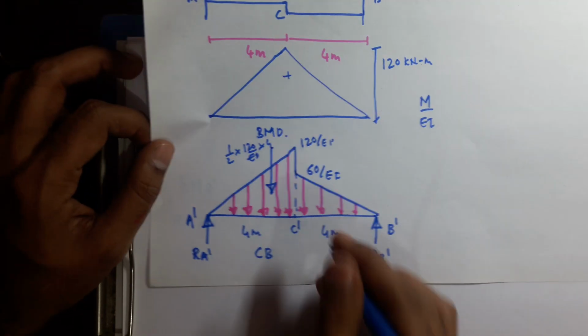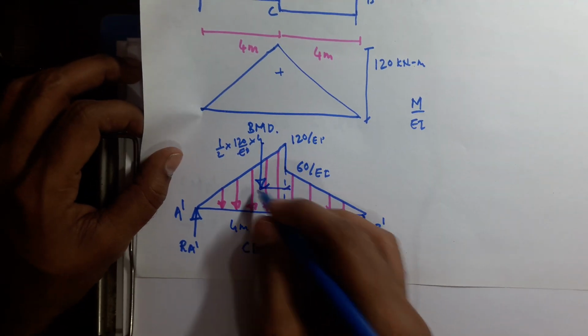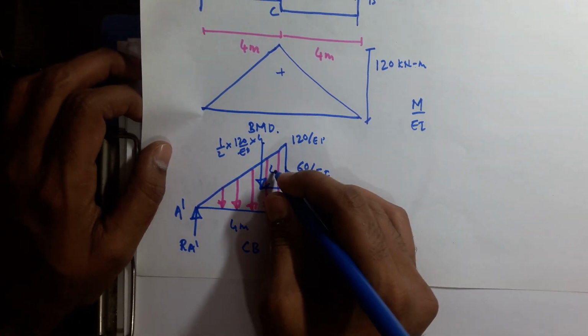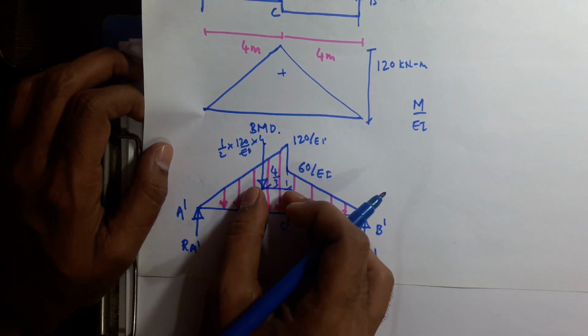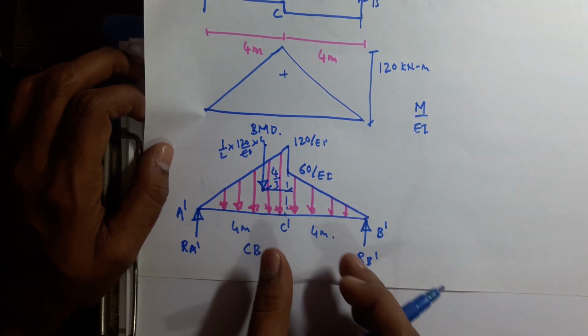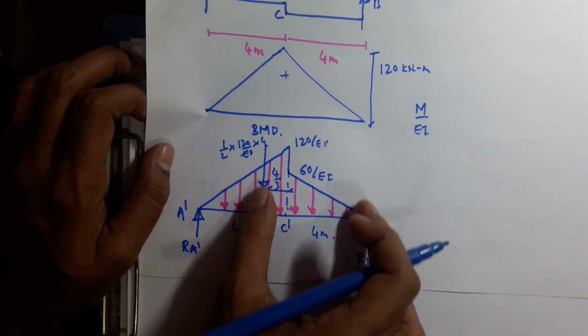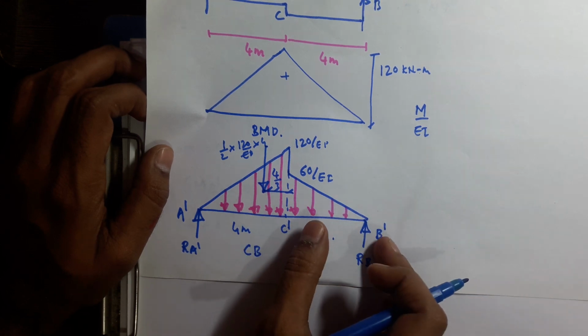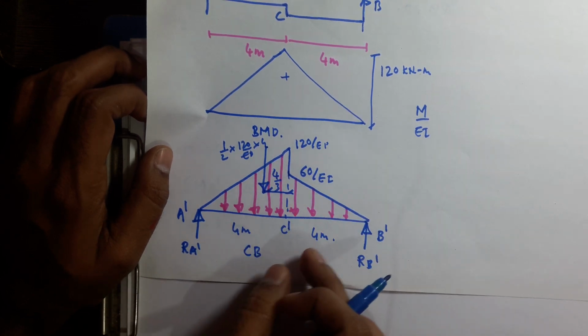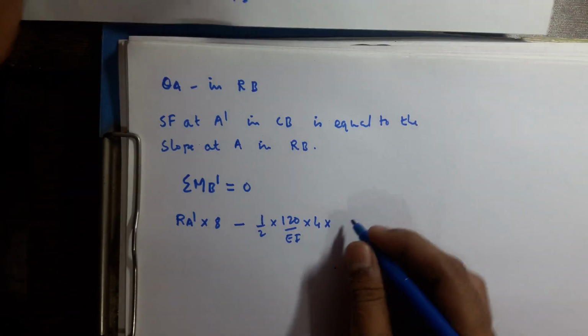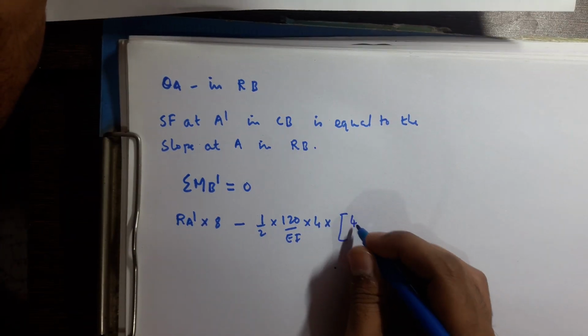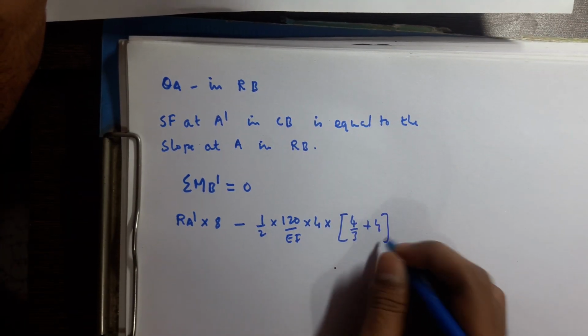Now this distance we know, this will be 4 by 3, the centroidal distance from this side, and we have to take the perpendicular distance up to B dash. So 4 by 3 plus 4. So the perpendicular distance is 4 by 3 plus 4. Now after that you have this triangle.